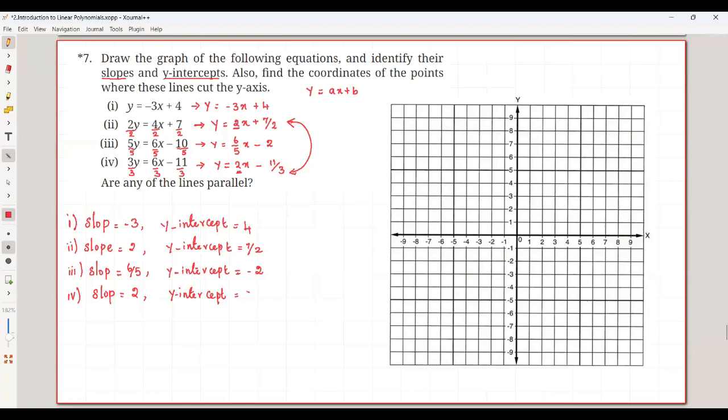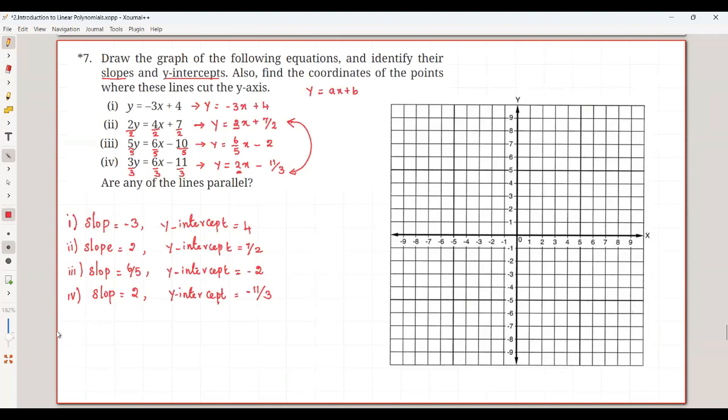So b value is minus 11 by 3. Hope you can understand what is slope and what is y-intercept. Now next, also find the coordinates of the points where these lines cut the y-axis. Where this line cuts the y-axis, we have to find out.